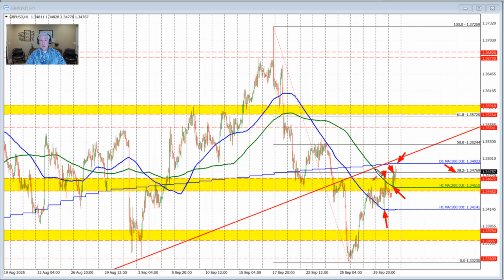If we get above that level, then the door opens up for further upside momentum for this pair. If we do find willing sellers against that level, we're mired between the 100-day moving average on the top side, the 200-hour moving average, and maybe the low of this swing area as a downside support. And then we'll look toward the 100-hour moving average right here at 1.3414.